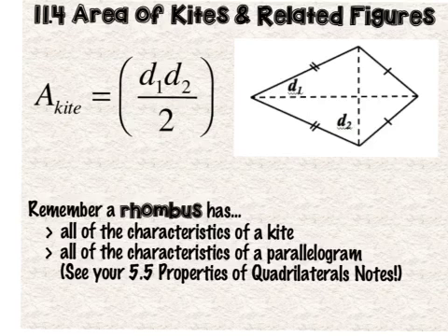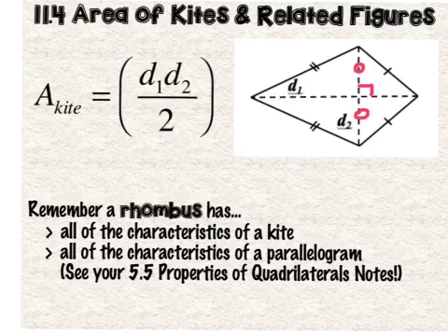You need to remember a few properties about kites. First of all, the diagonals are perpendicular to one another. And the diagonal that divides the pairs of congruent sides is bisected. So this segment is congruent to this segment. Those will be important facts to know.